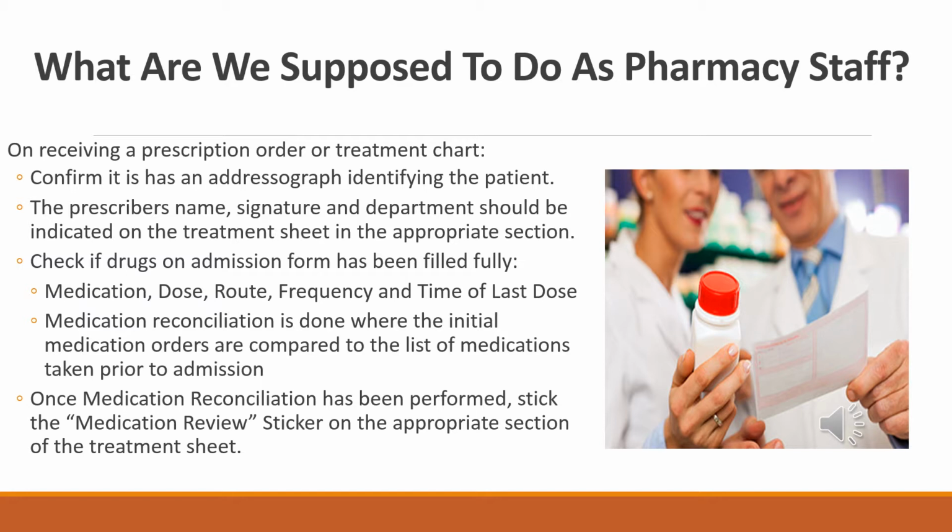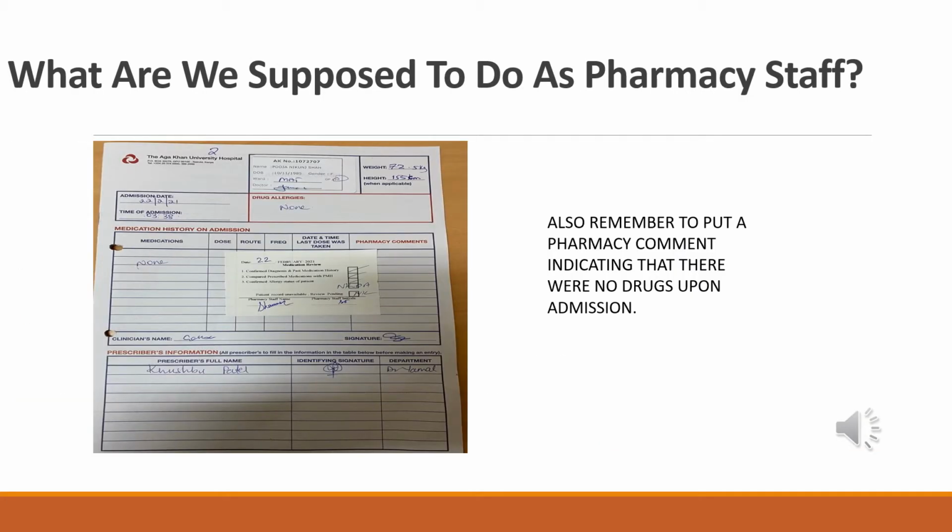Medication reconciliation is done and it entails comparing the initial medication orders to the list of medications taken prior to admission. 4. Once medication reconciliation has been performed, stick the medication review sticker on the appropriate section of the treatment sheet. Also remember to insert a pharmacy comment indicating whether or not the patient was taking any drugs upon admission, by accurately ticking the checkboxes on the sticker.